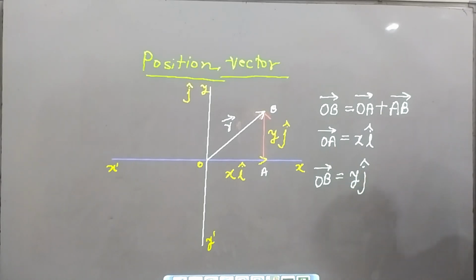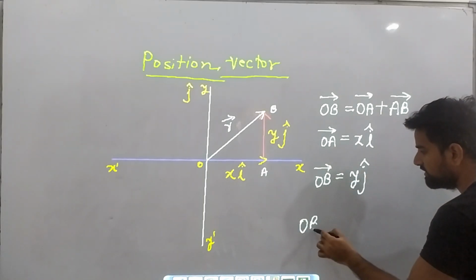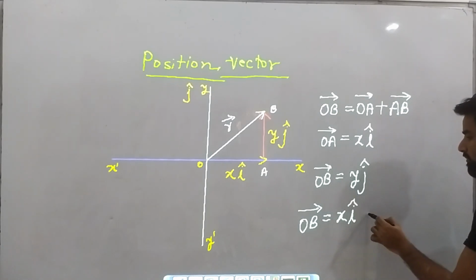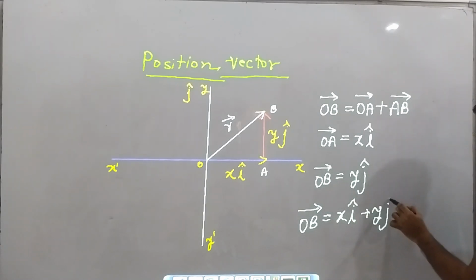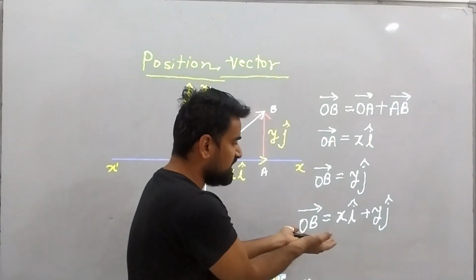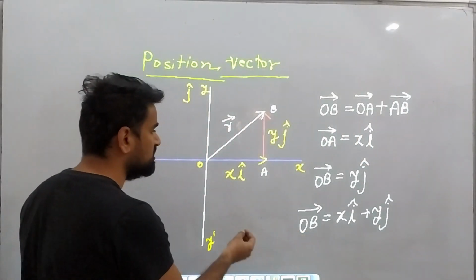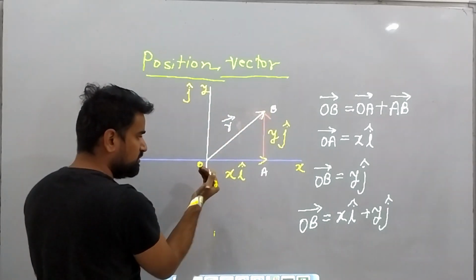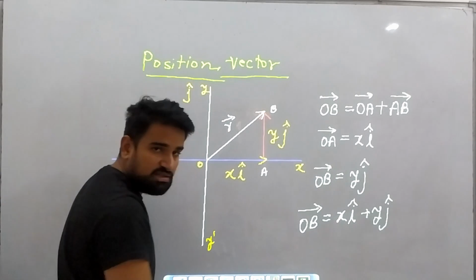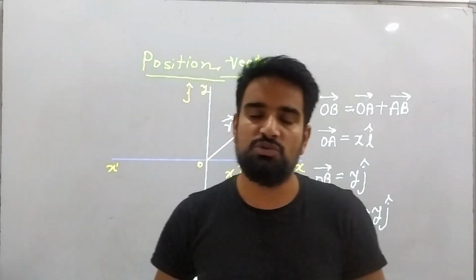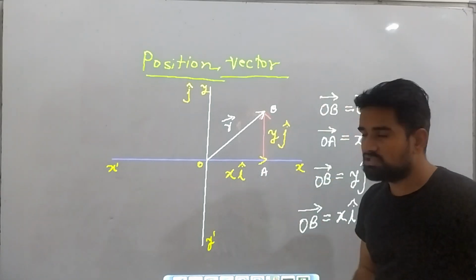As a result, what can I write here? That OB vector is equal to x i cap plus y j cap. I hope you understood it very clearly. So this is representing basically a vector. The final position of point P with respect to origin is basically OB vector, which is equal to x i cap plus y j cap. I hope you understood it very clearly. This is a position vector.